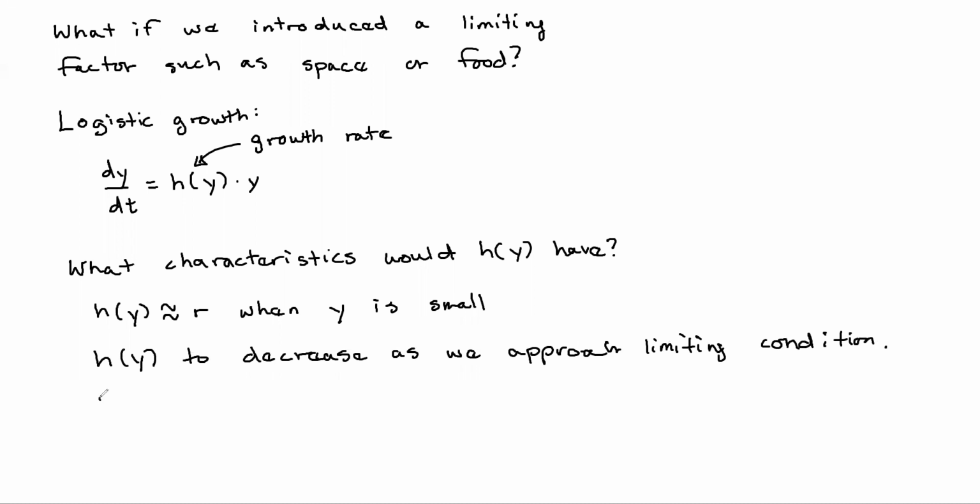And then finally, if we're above the limiting condition, so if we have a population that is bigger than the amount of space or food that can support it, then we want the growth to be negative. We want to actually have a negative growth rate.